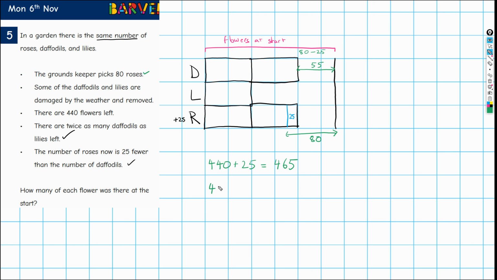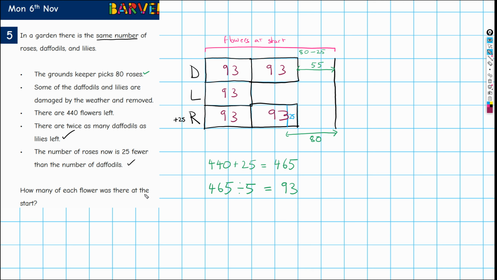Five equal parts, you say? Well, that means that 465 can be divided by 5, giving us 93. So now we know that each of these parts has a value of 93. And this is 93, including that 25 there. I think it's time to go back and look at what the question asks us.